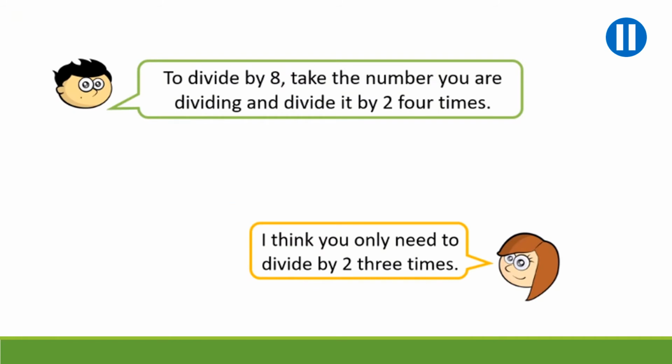Jack says that to divide a number by 8, you take the number that you are dividing and divide it by 2 four times. What do you think? Do you think Jack's correct? Rosie disagrees. She thinks that you only need to divide the number by 2 three times. Pause the video here to have a go. Who do you think is correct?